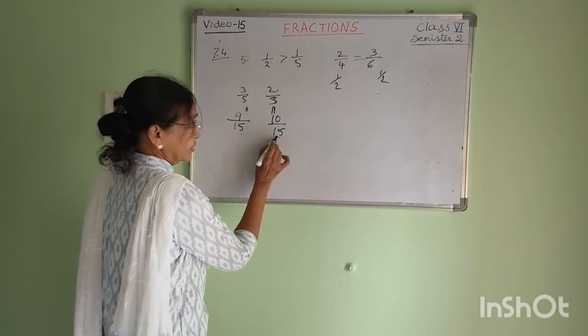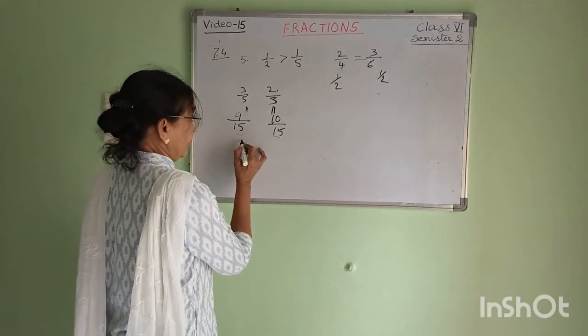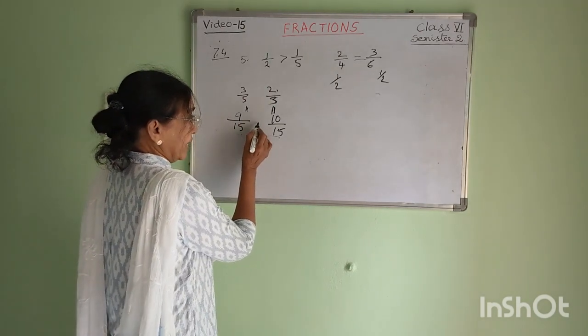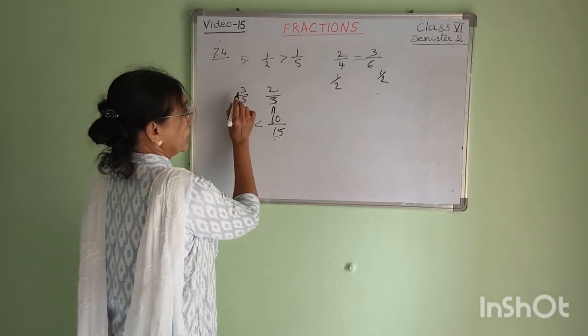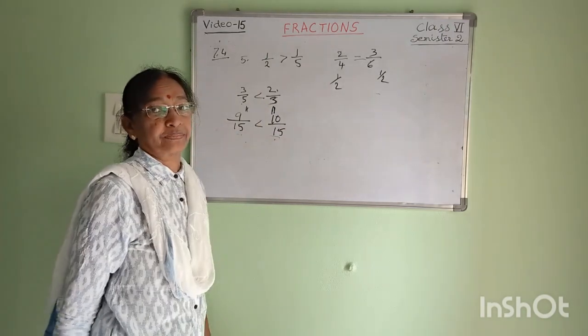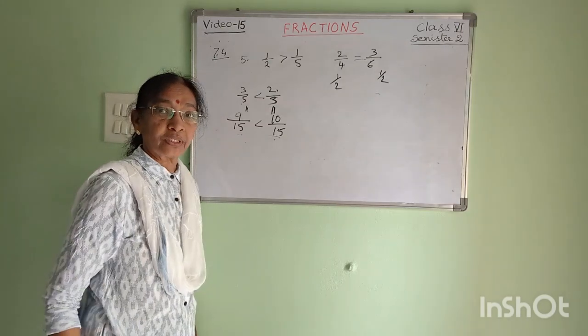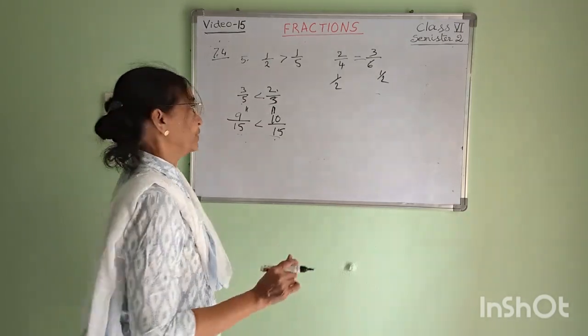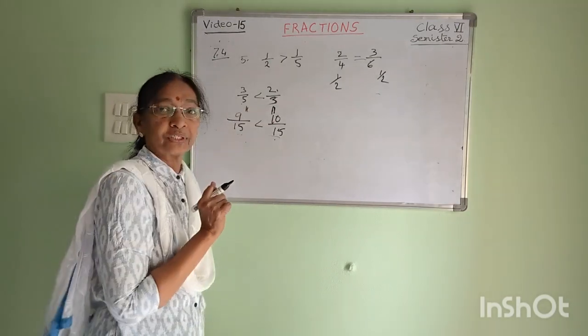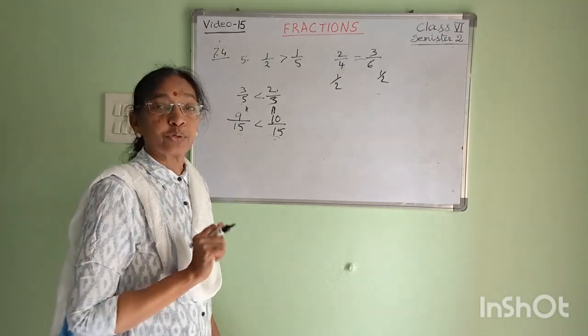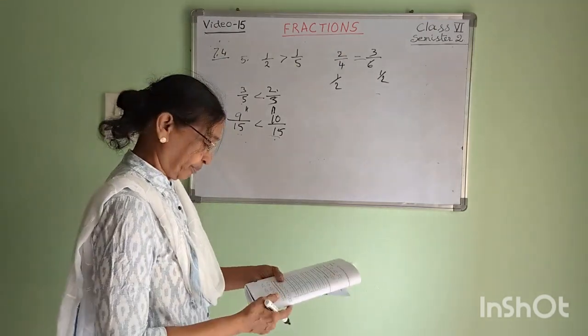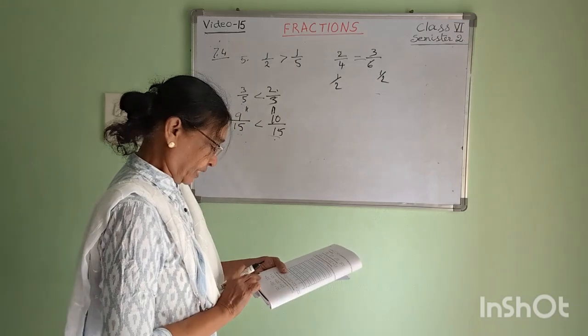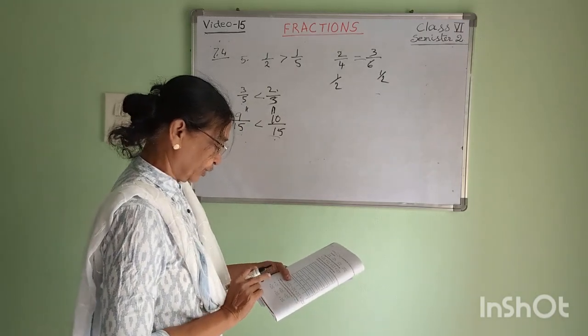So these two are like fractions. 9 by 15 is less than 10 by 15. That means 3 by 5 is less than 2 by 3. So here we took the product of the two denominators as the common multiple, wrote the equivalent fractions and compared.